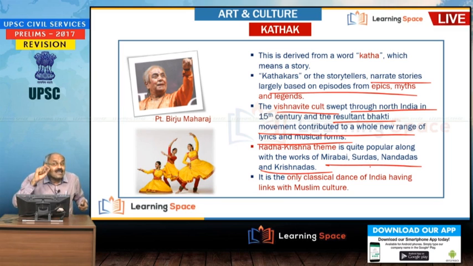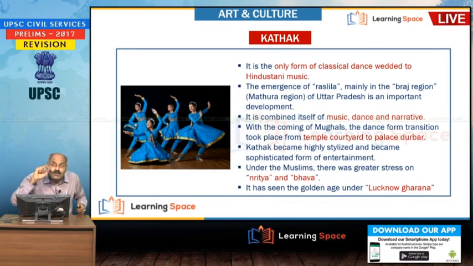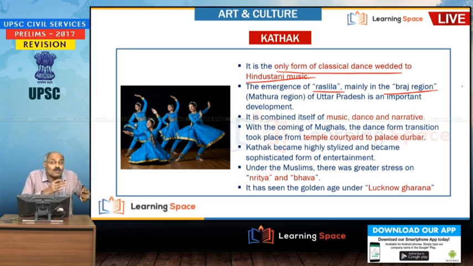So Kathak is the only classical dance of India having links with Muslim culture, very important from the examination perspective. Not only that, it is the only form of classical dance wedded to Hindustani music. Another important aspect is the emergence of Ras Leela, mainly in the Braj region. The Braj region means the Mathura area in Uttar Pradesh, an important development, which combined music, dance and narrative. So with the coming of the Mughals, what happened?